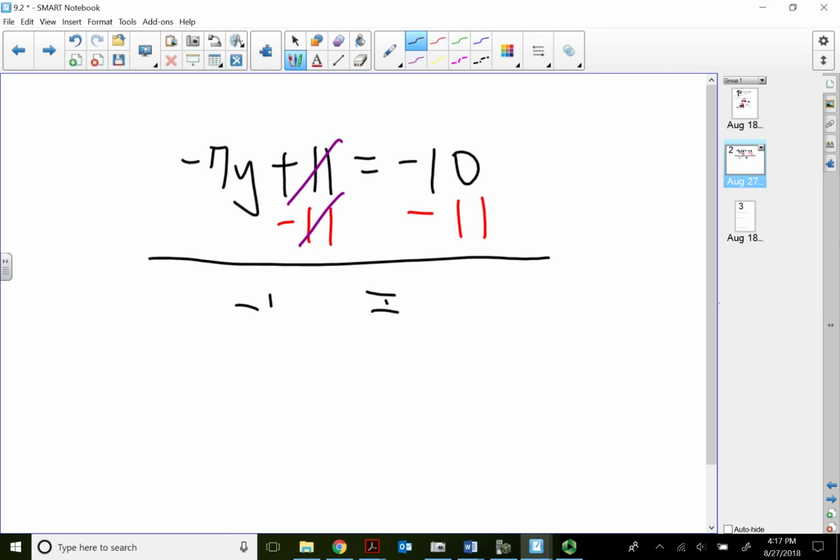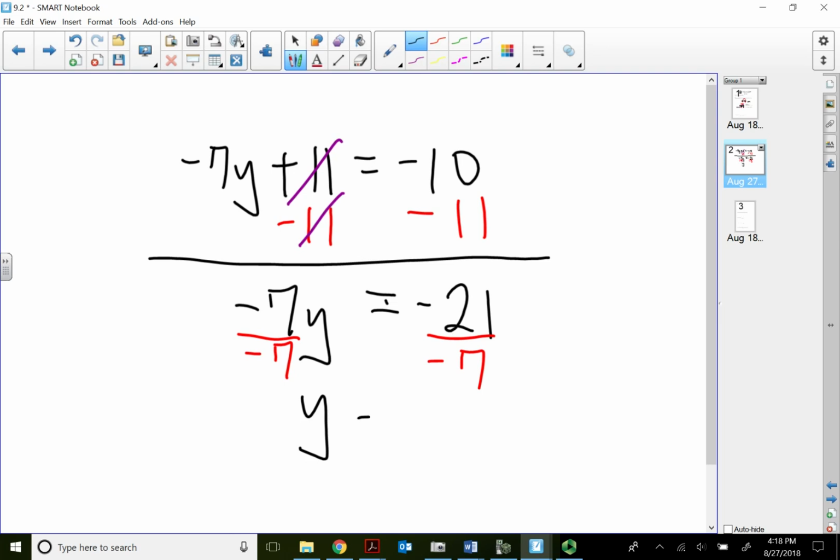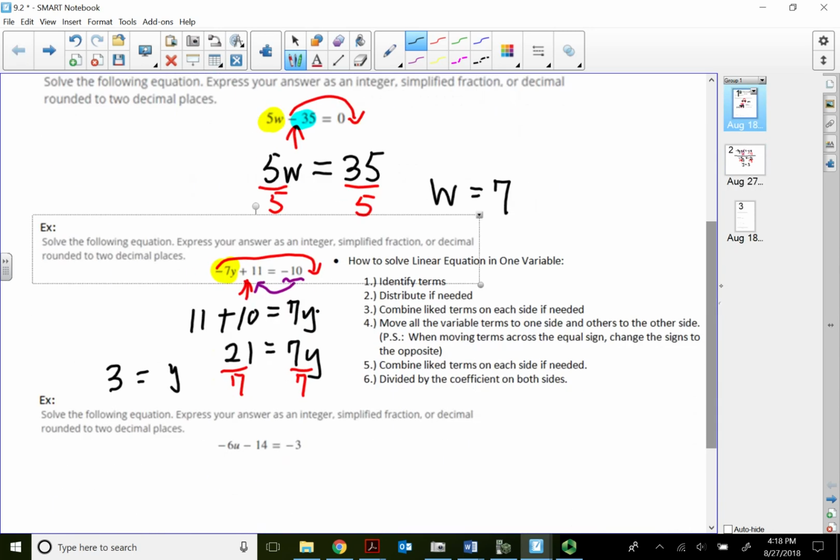So the left side still has negative 7y. Negative 10 minus 11 will be negative 21, because terms with the same sign, we add. Once you're down to two terms, we just divide both sides by negative 7. Negative 21 divided by negative 7, y is equal to positive 3. I still come up with the same answer. It's just two different techniques. The technique you learned before is to move a term, combine, move another term, combine. The way I'm showing you is to move all the terms at one time and combine everybody at one time.